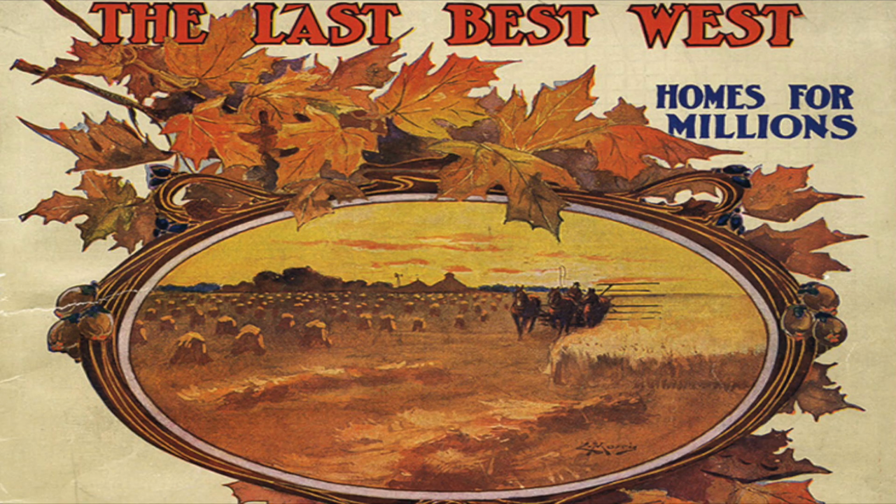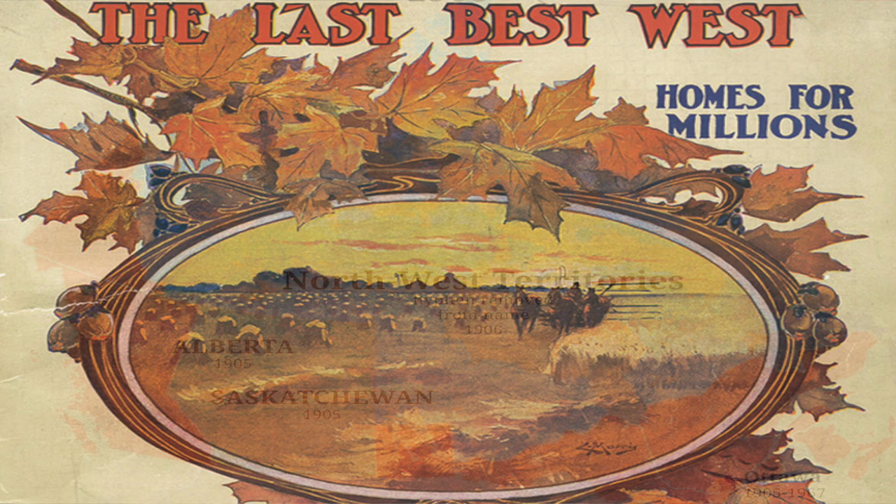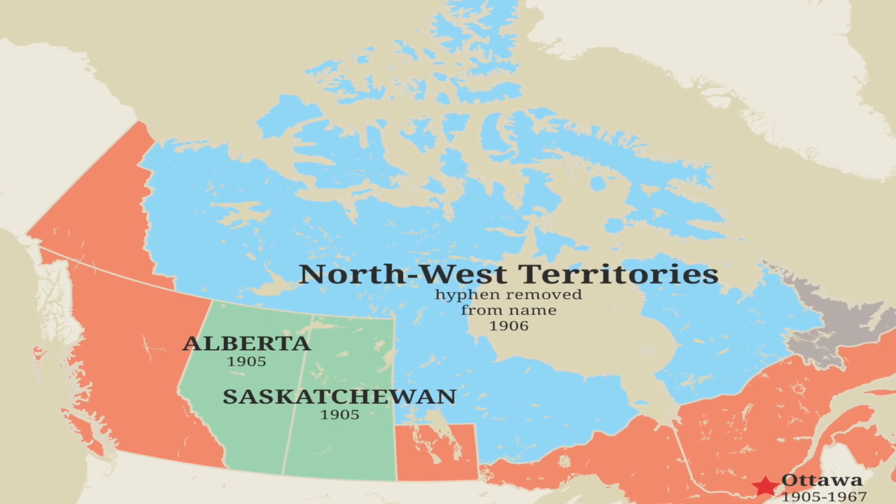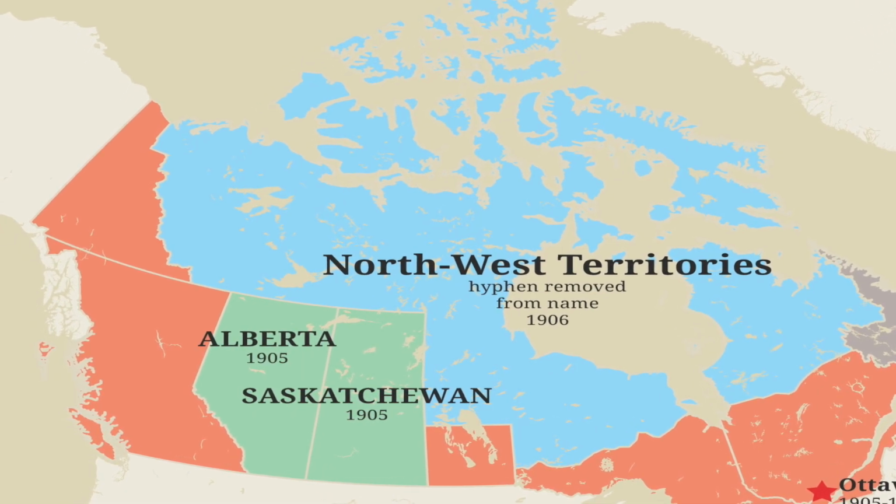Laurier continued the westward expansion of Canada and actually encouraged immigrants arriving in Canada to settle these new lands, and he oversaw the addition of Alberta and Saskatchewan into the Confederation.